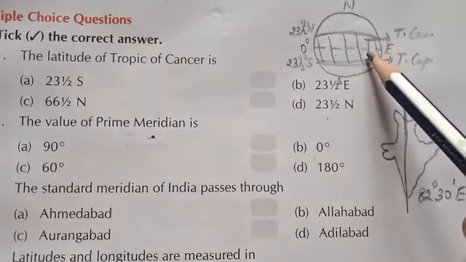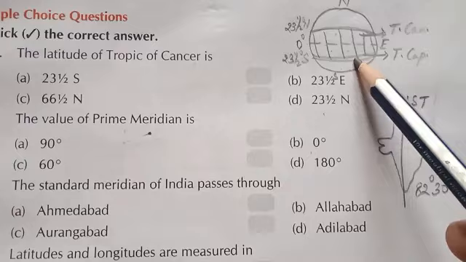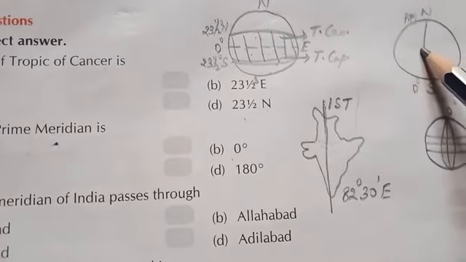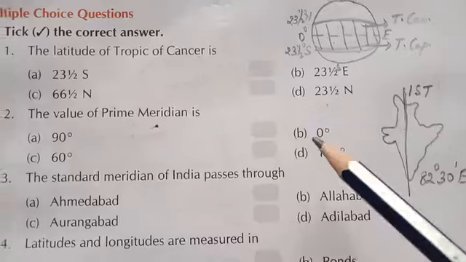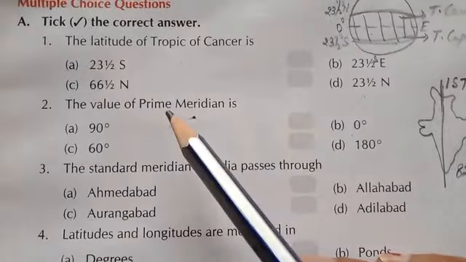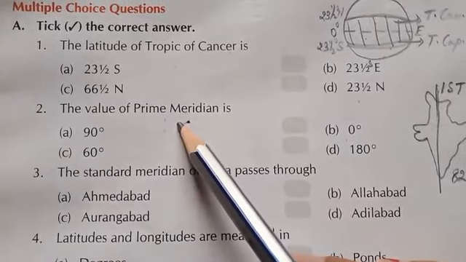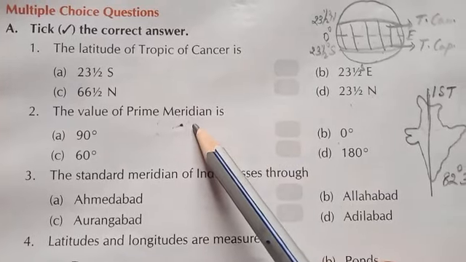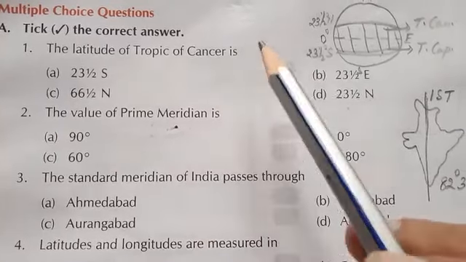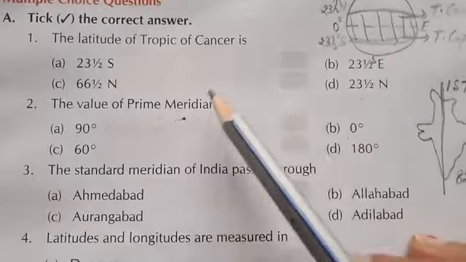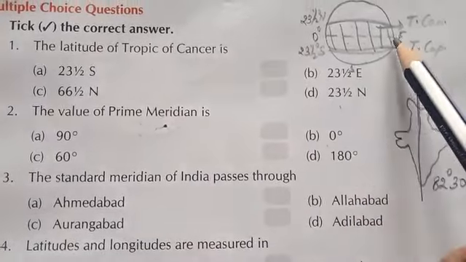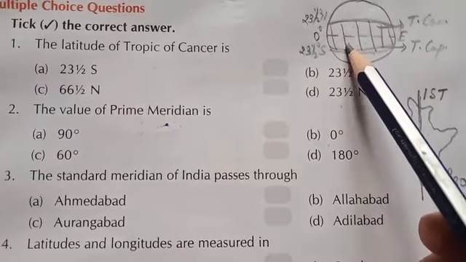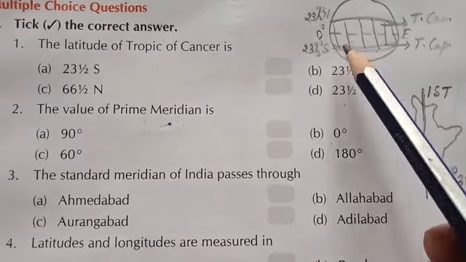The parallels of latitude run from west to east, and the prime meridian, the longitude, runs from north to south. So we should remember this. Prime meridian is also known as Greenwich Mean Time, GMT, because it runs through Greenwich only. And the equator is also known as a great circle.